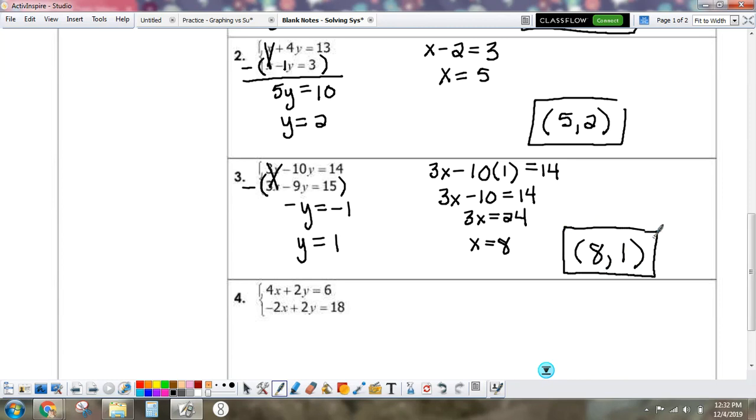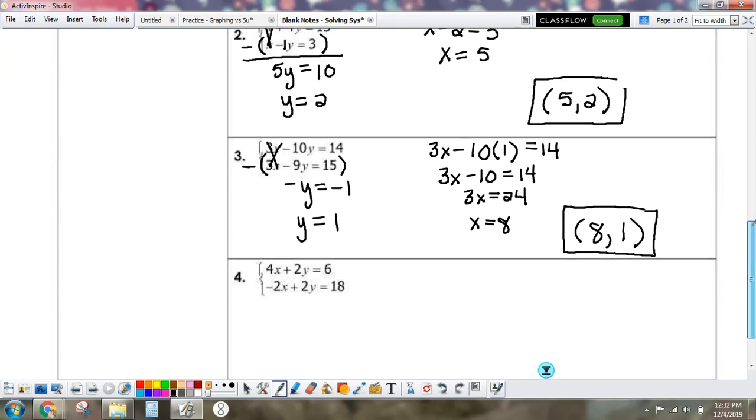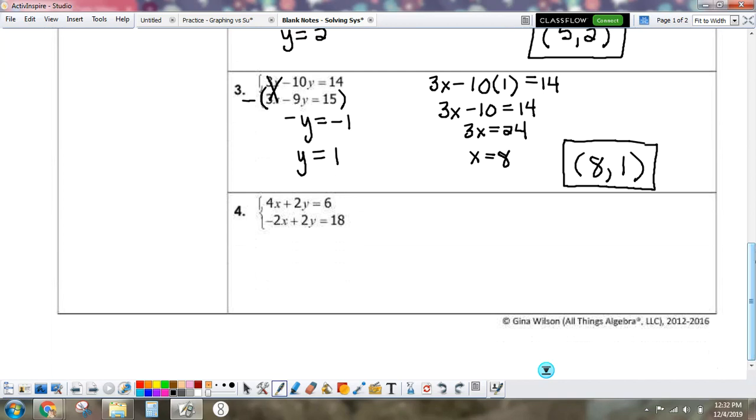All right, I'll try one more. So again, we need to make sure that we are either adding or subtracting after they're all lined up. My x's are lined up, my y's are lined up. Perfect, okay? So I'm going to go ahead and solve this. I have my 2y and my 2y here. So I know I'm going to have to subtract because they're both positive. If it was 2y and a negative 2y, I could add. But this is 2y and a 2y, so I'm going to subtract.